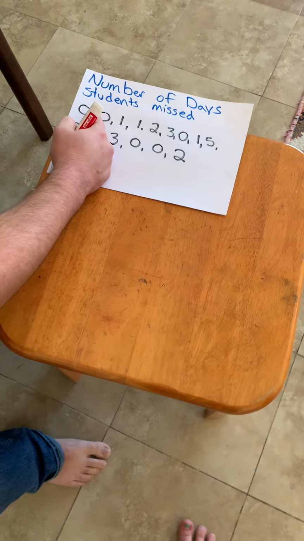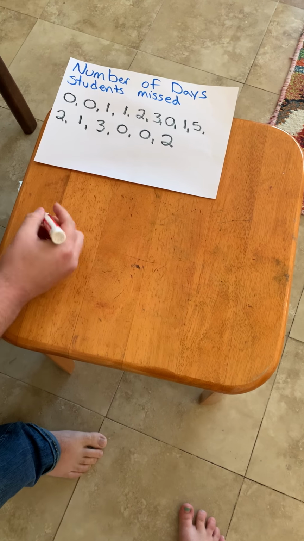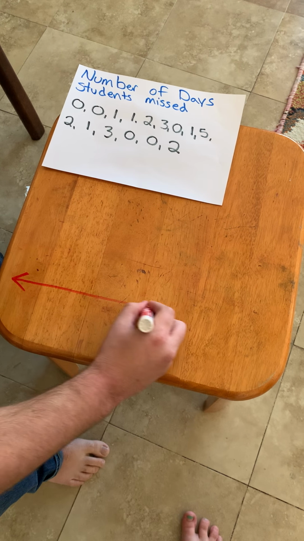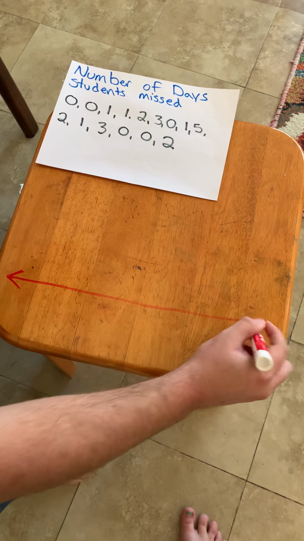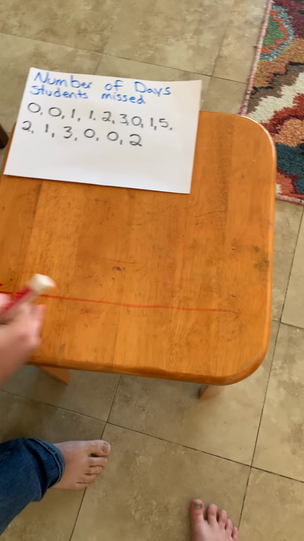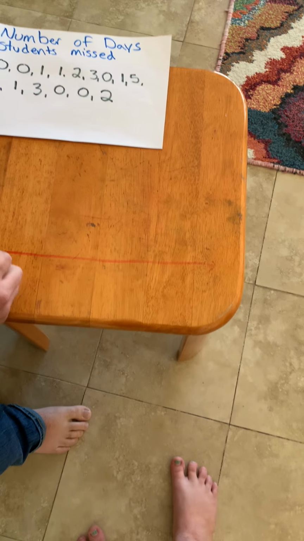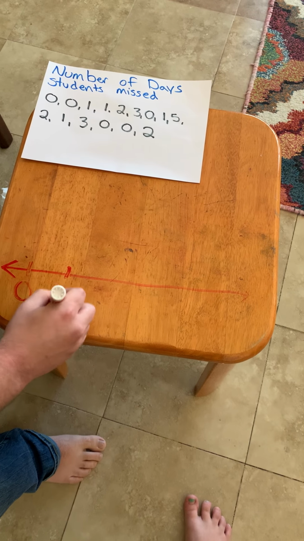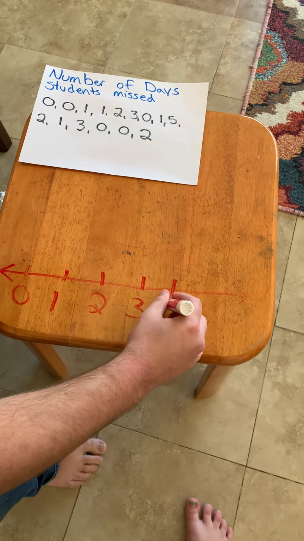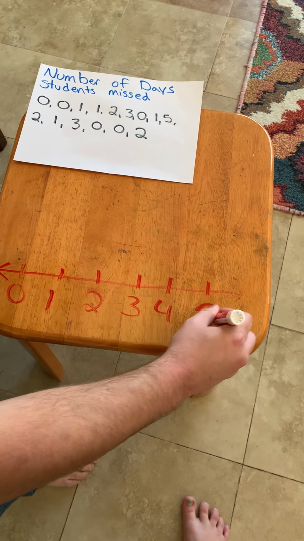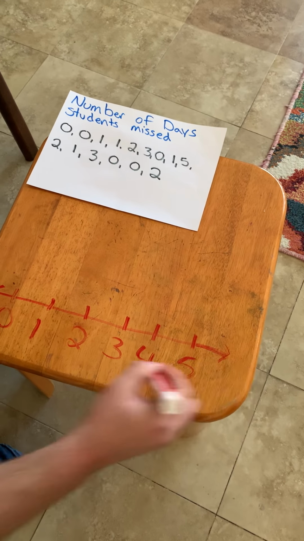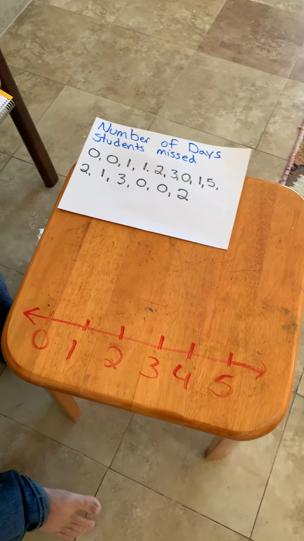I see 0 as my smallest number and 5 as my biggest number. So I'm going to make sure that that happens on my line. Give me 1 second. Board's still a little bit wet. So now I've got my line, 0, 1, 2, 3, 4, 5.